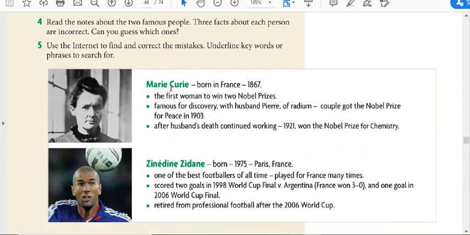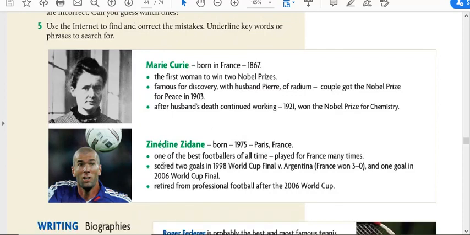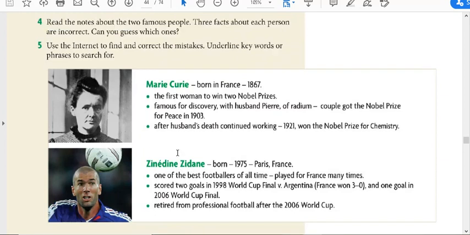Moving now to number 4. Read the notes about 2 famous people. 3 facts about each person are incorrect. Can you guess which ones? Okay, we got Marie Curie information here, and then we got Zinedine Zidane information here. You need to read the facts and then try to guess what is incorrect here.